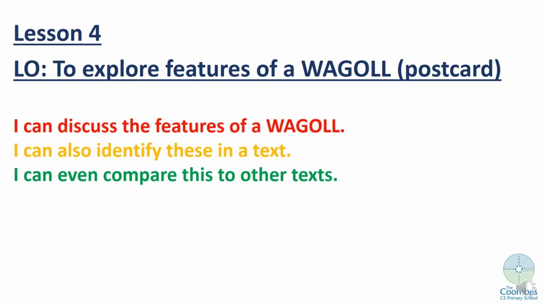So in today's lesson, we are going to be exploring features of a waggle text, and that's what a good one looks like. It's an example text of some good writing, and that waggle will be a postcard, which is one of our recount types of writing. I can discuss the features of a waggle. I can also identify these in a text. And I can even compare this to other texts.